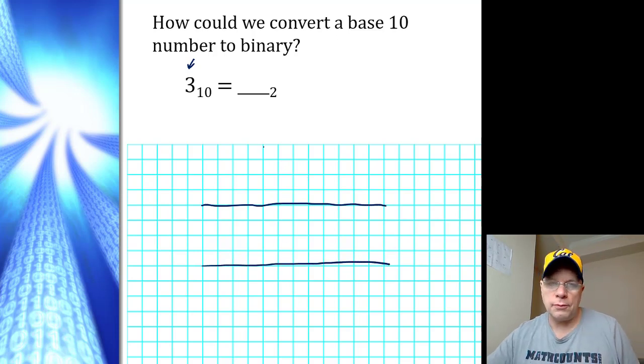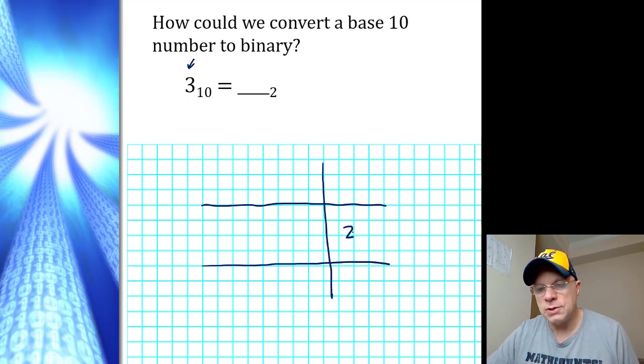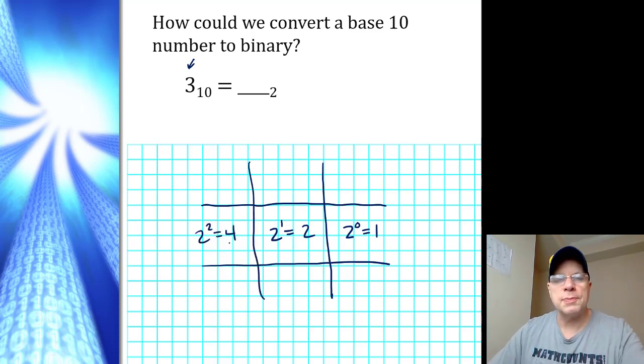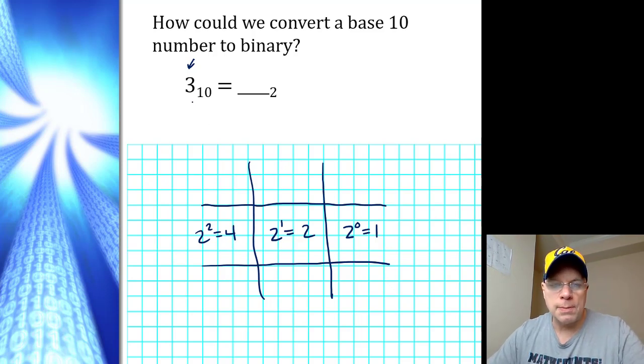You don't know, at first glance, how many place values you're going to need. But you start to construct the place values. The 2 to the 0 place, which is the 1's place. The 2 to the first power, the 2's place. The 2 to the second power, the 4's place. As soon as I get to the 4's place, and I realize I'm trying to represent 3, I realize I've gone too far, because I don't want any 4's.